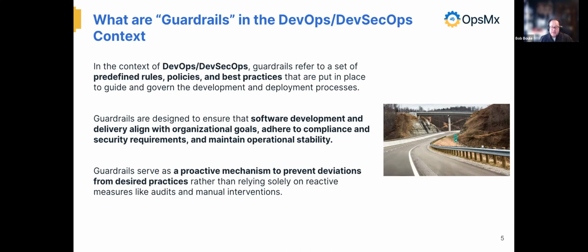And as you're going to see later in the presentation, as we get into some examples, some guardrails are more important in certain industries than others, or some guardrails are more important to individual software developers or companies that are developing software that is consumed by their customers. These things can vary depending on the industry and the business that you're in. And then lastly, guardrails serve as a proactive mechanism to prevent deviation from those desired practices, right?